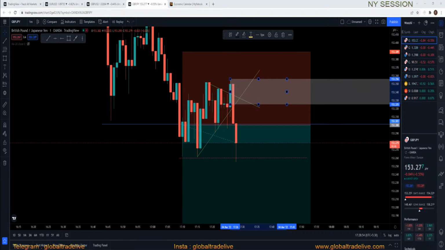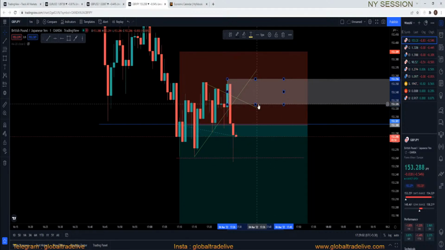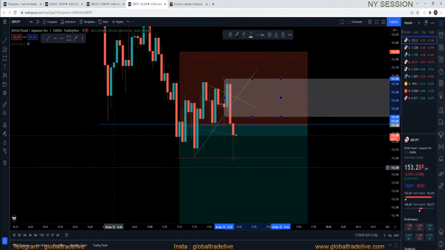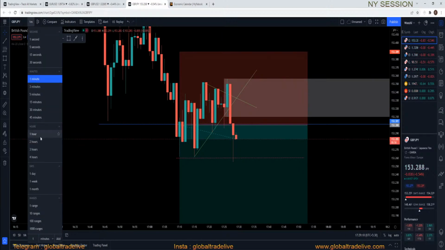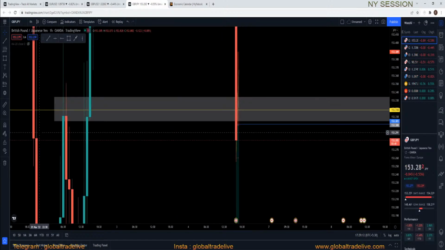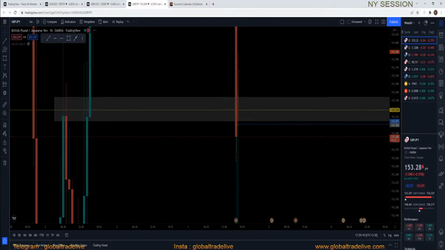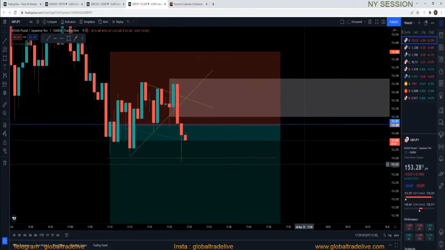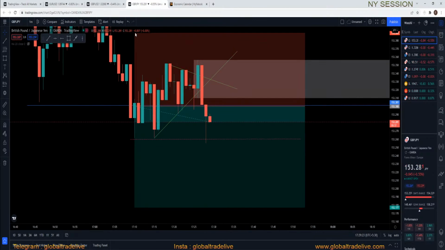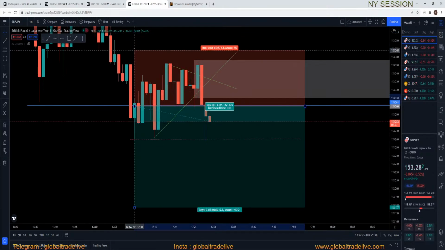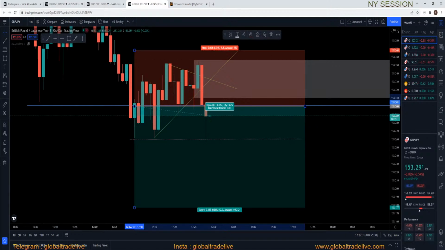Oh, still got some retracements. So last 1 minute remaining at this point. Let's see. So now I'm gonna shift my stops above this POI level over here. It's at 153,368.